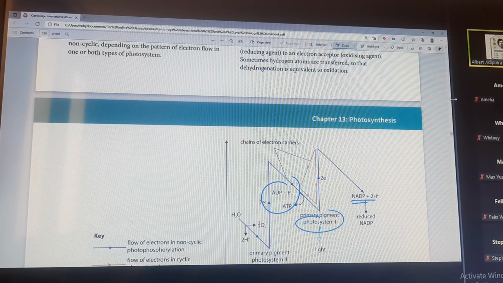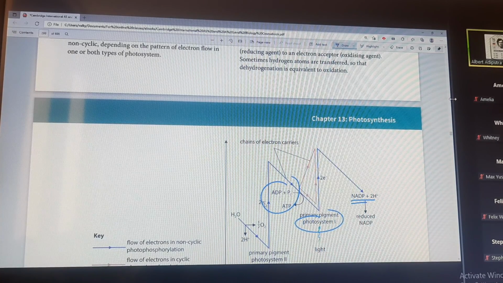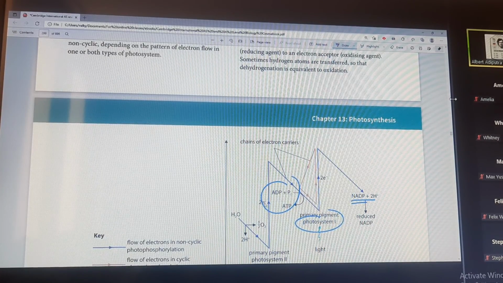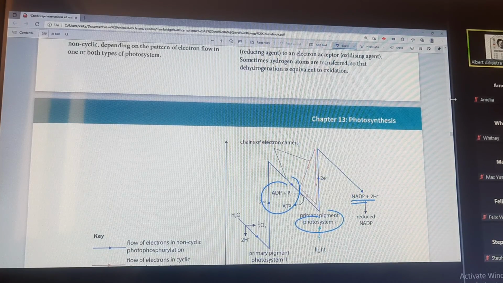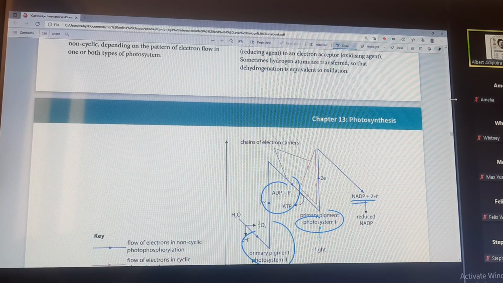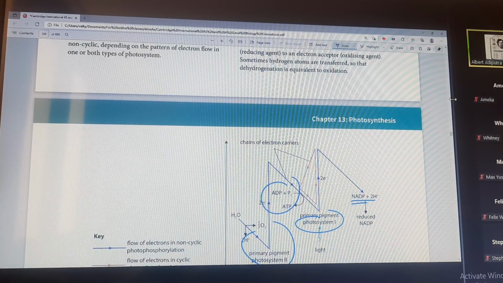Now, which one happens in the plants? Both happen. However, we need to water the plant since, in the end, the non-cyclic photophosphorylation would exhaust the electrons in the photosystem 2. That's why plants need water.